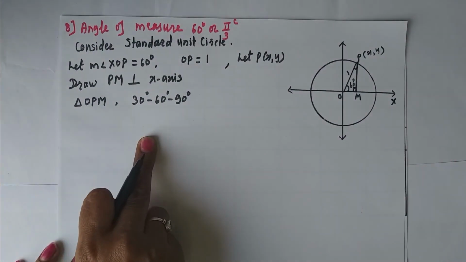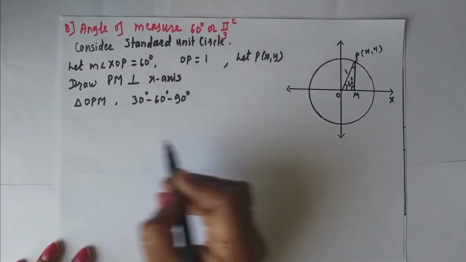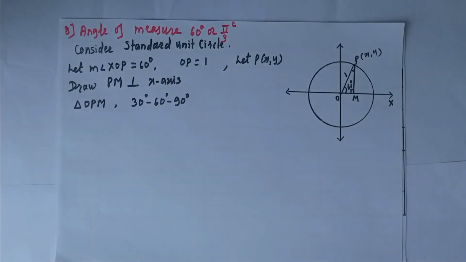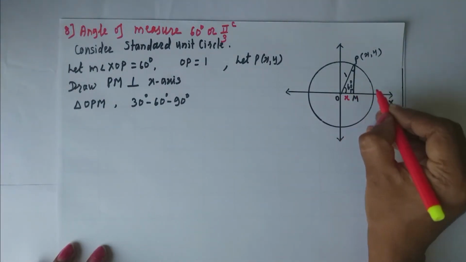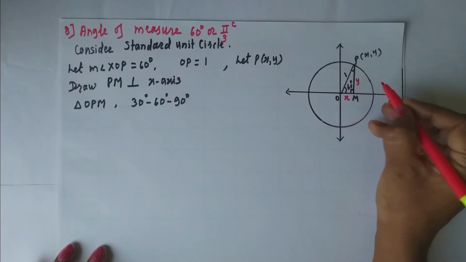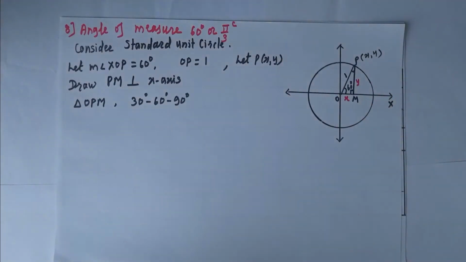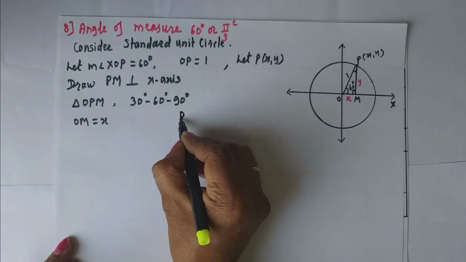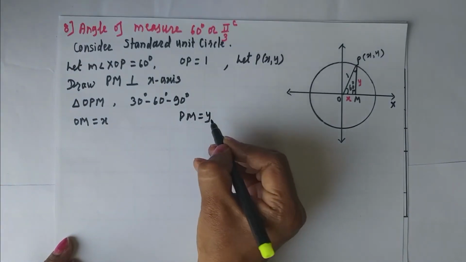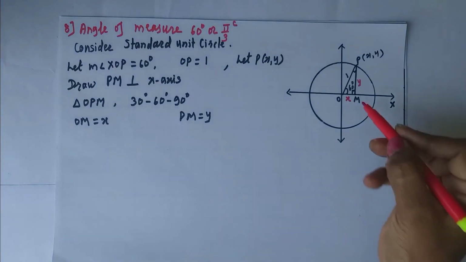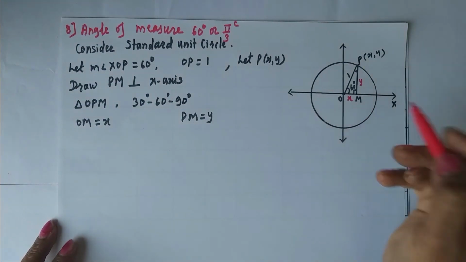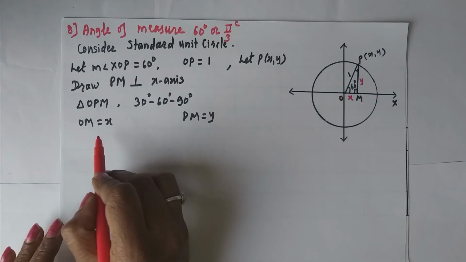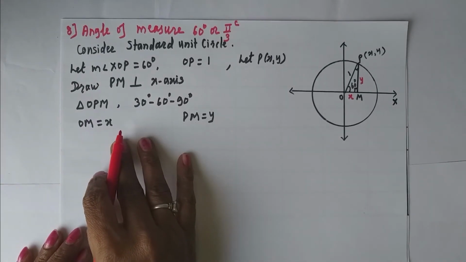Again we have got angles of 30, 60 and 90 degrees. And what is this OM here? OM is nothing but the x coordinate of the point and PM is the y coordinate of the point. So OM is x. Here you write down PM is equal to y. What is OM? OM is the side opposite to 30 degrees.